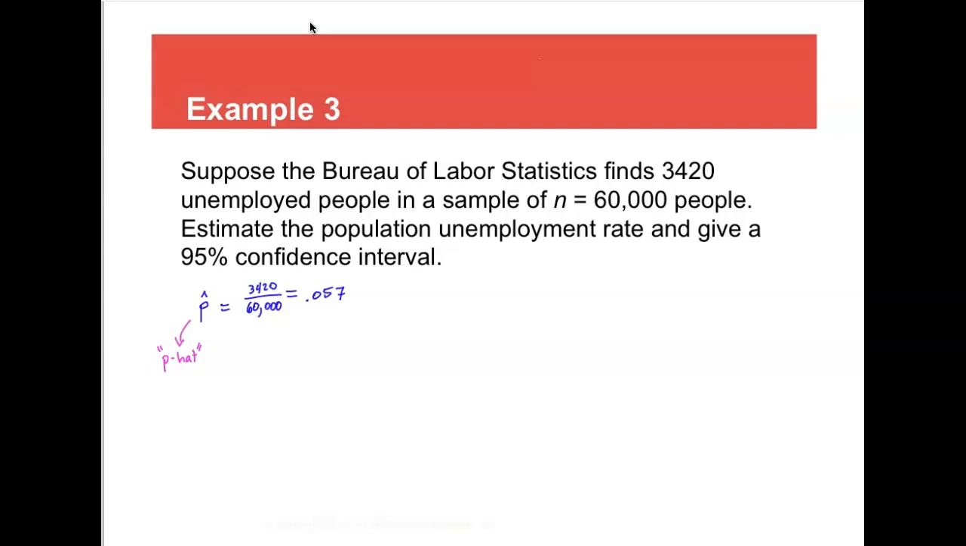Now, there's going to be variability from sample to sample, which is what I want a margin of error for. So my margin of error in this case is 1 over the square root of my sample size. So 1 over root 60,000. 1 divided by the square root of 60,000. And that's 0.004.